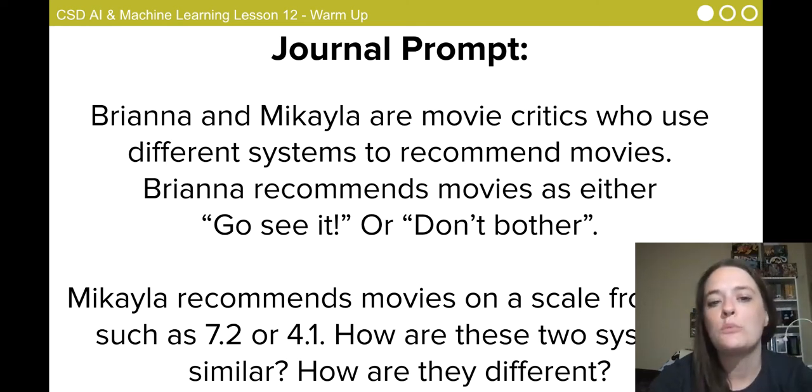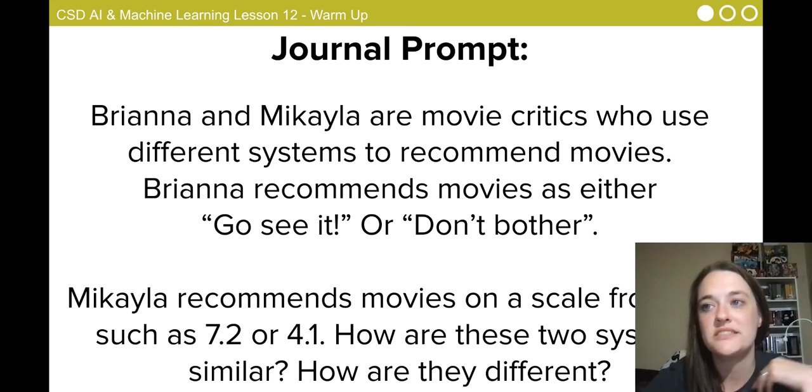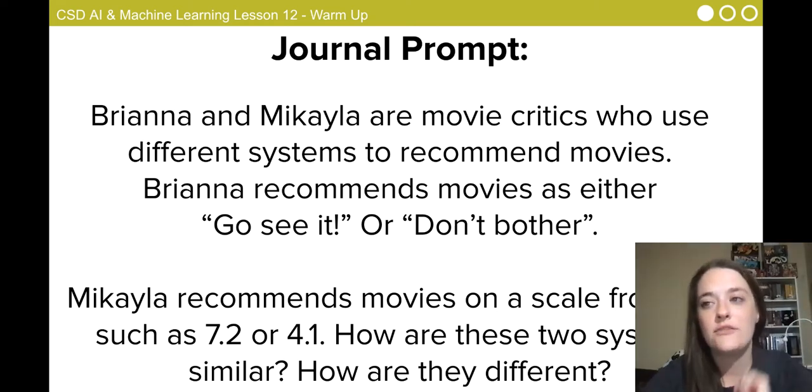So, Brianna's system is categorical. It's either good or it's bad. Michaela's system is numerical. Both of these systems help us make decisions whether or not we want to go see the movie, but in different ways. Brianna's system looks similar to the type of recommendations we've seen so far because it simplifies the data into two categories. Michaela's system is a little different, using a range of values to make a recommendation.